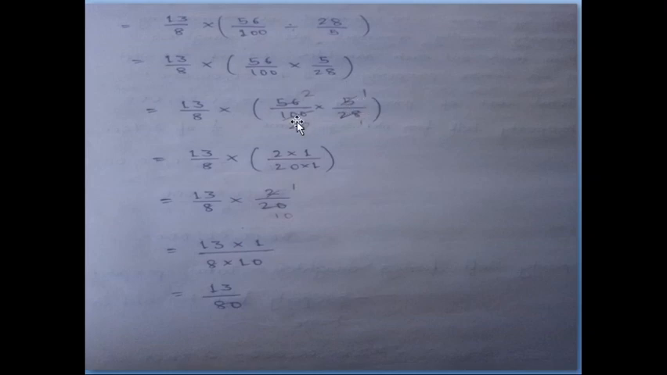So 5 and 100 are divisible by 5. So 5 into 1 is 5 and 5 into 20 is 100. Then 28 into 1 is 28 and 28 into 2 is 56. So here we are left with 2 by 20 into 1 by 1. So we will perform the multiplication of numerator and denominator. So that equals 13 by 8 into 2 into 1 divided by 20 into 1.